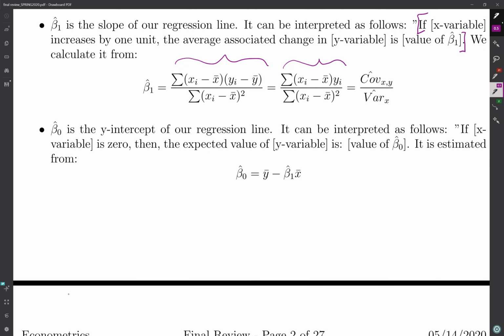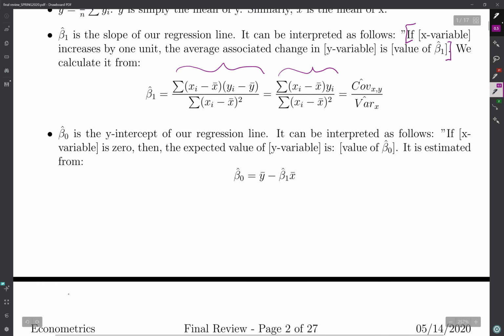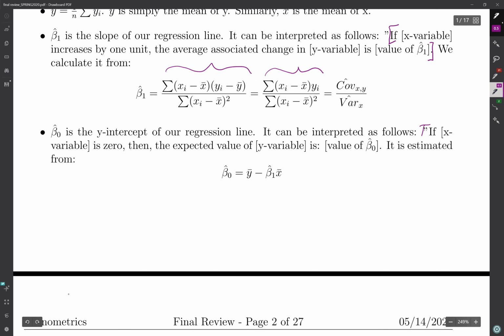Next, we're going to have beta 0 hat. Again, it's a hat, so it's an estimate. And that's just going to be our estimate of the y-intercept of this regression line. Okay. We have an interpretation for this. Which again, just follow this to the T, and you'll be good.